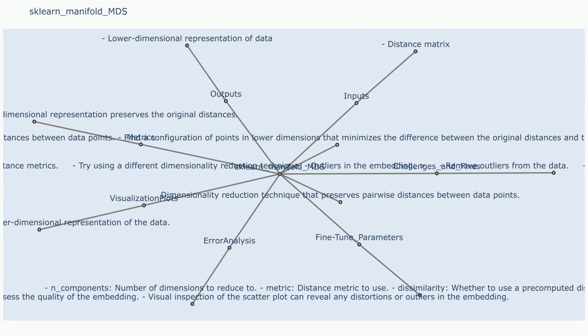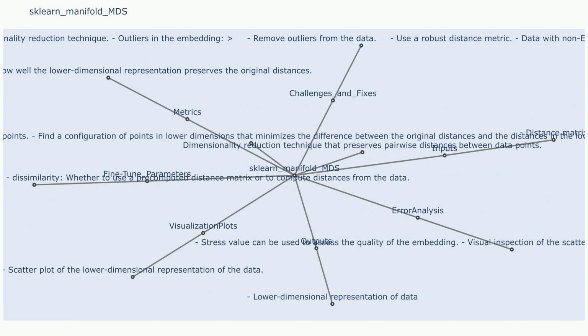Uncertainty methods. Uncertainty method 1. Explain in detail. MDS, in its standard form, does not directly provide uncertainty measures for the embedding. However, it is possible to use techniques like bootstrapping to assess the variability of the embedding.